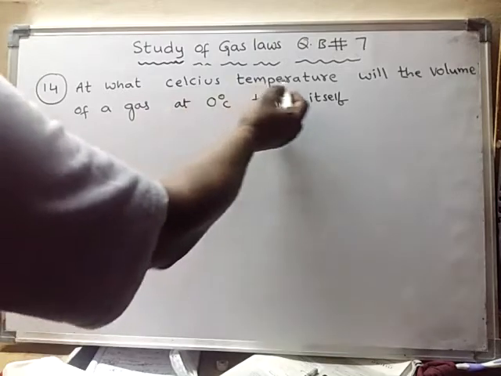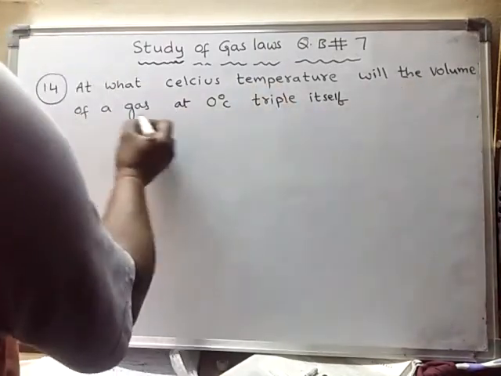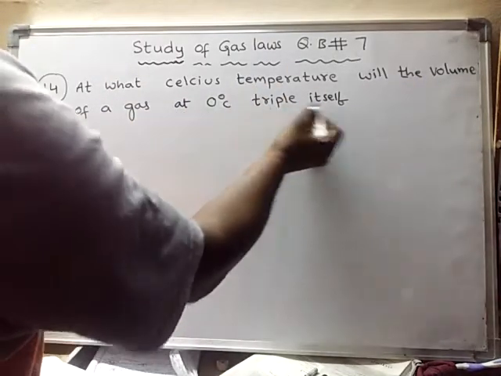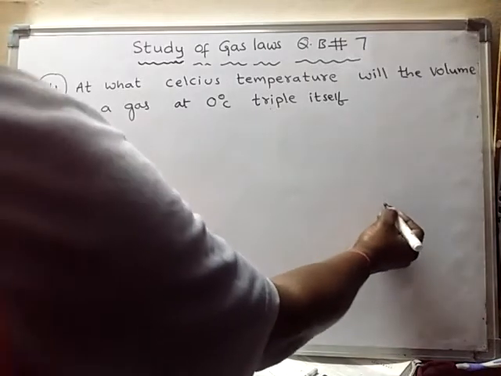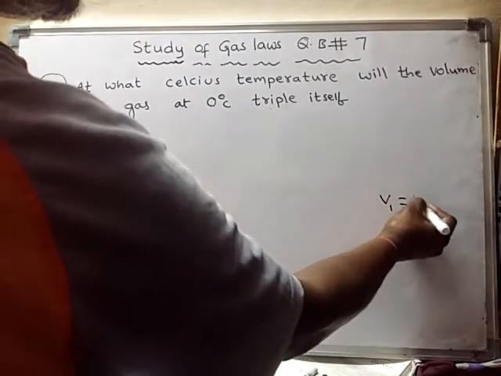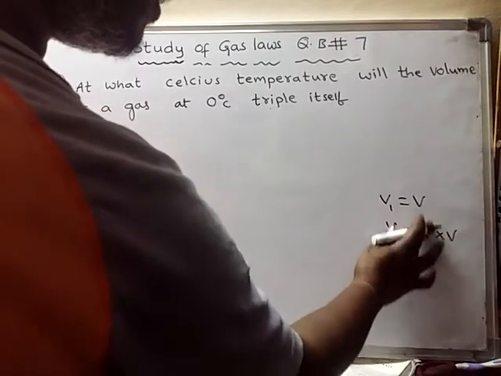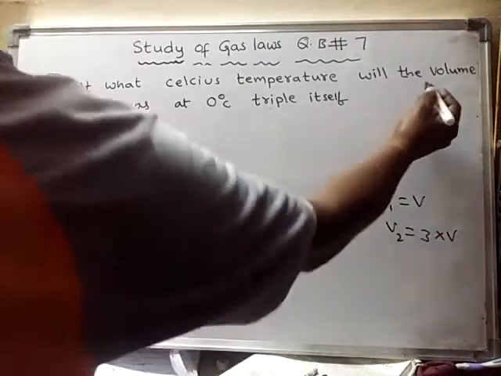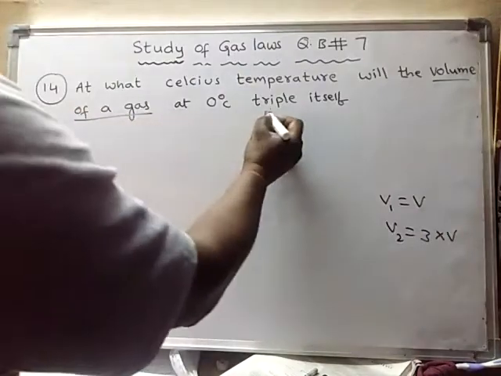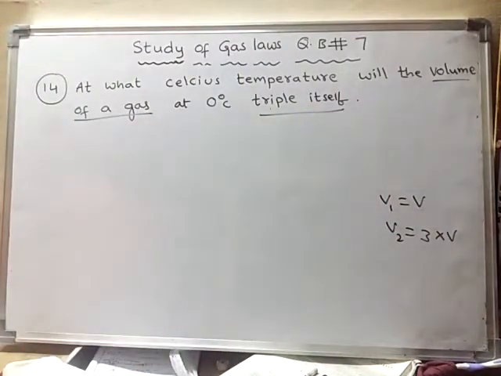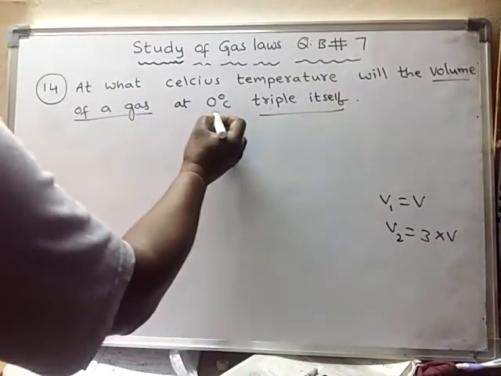At what Celsius temperature will the volume of a gas triple itself? That means volume. Suppose the initial volume is V, then the final volume will become 3 times V. So that is the meaning of the volume of a gas tripling itself. The volume of the gas triples itself at 0 degree centigrade.